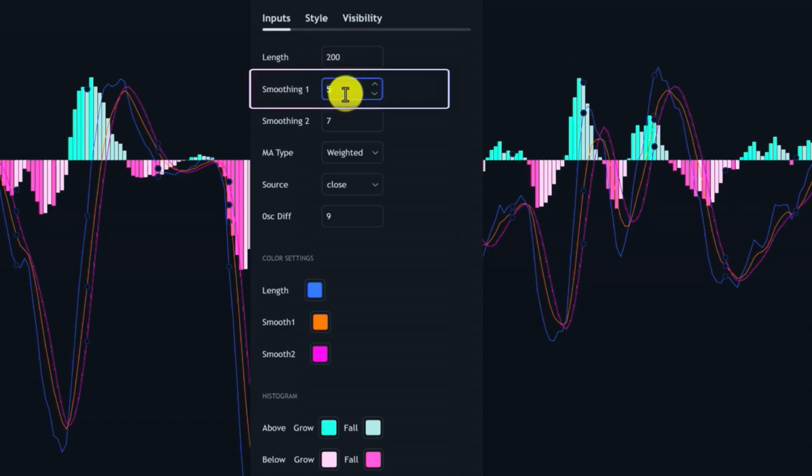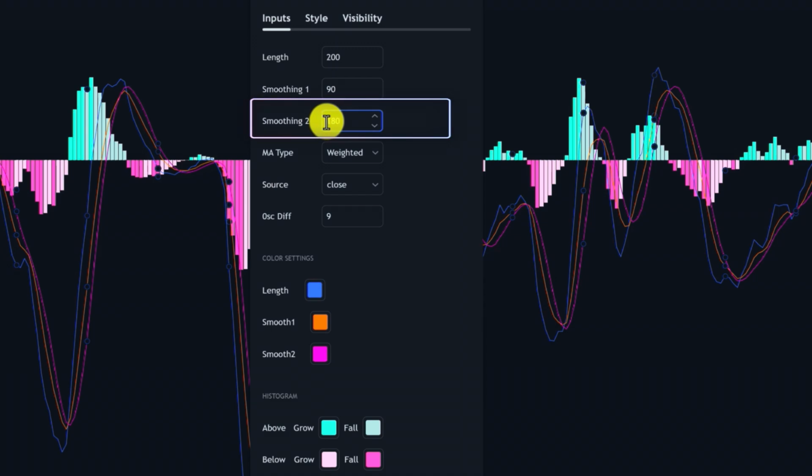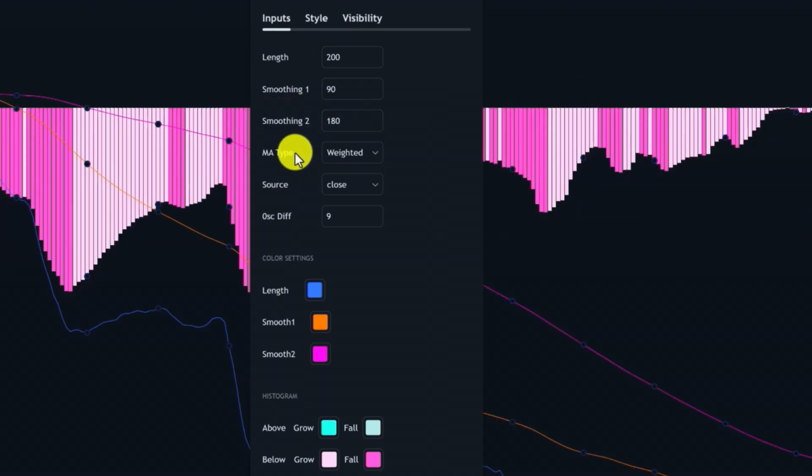Smoothing helps to reduce noise in the indicator's signals, and setting it to 90 ensures that the indicator responds appropriately to price changes while filtering out some of the market noise. Then set smoothing 2 to 180. This additional smoothing parameter further refines the indicator signals, offering a good balance between sensitivity and stability. After adjusting the inputs, switch over to the Style tab.